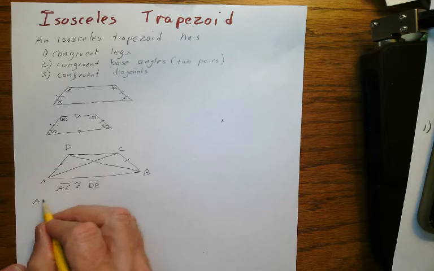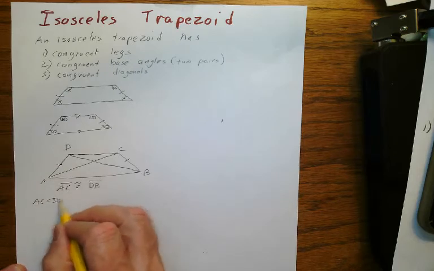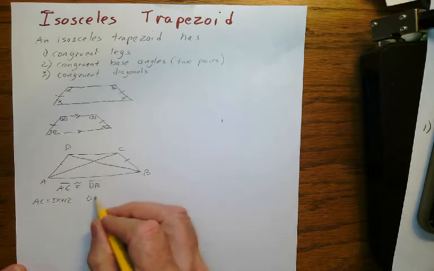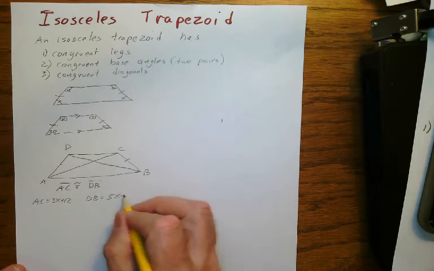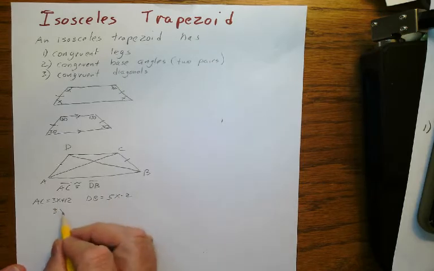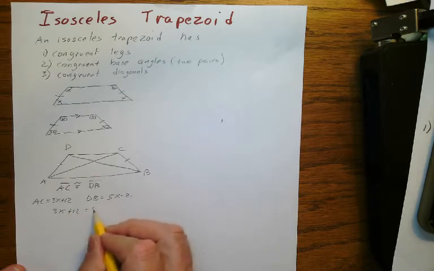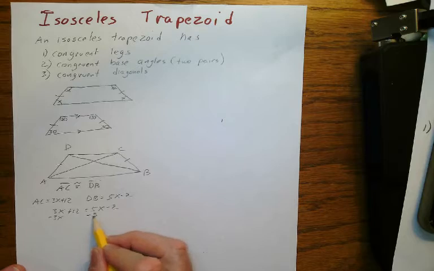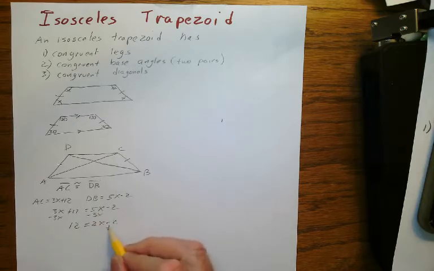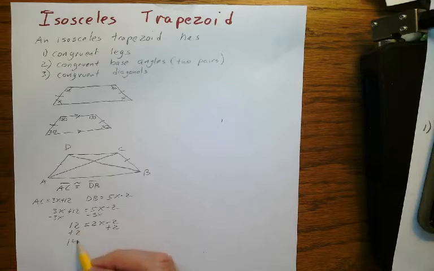So if AC is equal to 3x plus 12 and DB is equal to 5x minus 2, how do you find x? You set them equal. That's minus 3x. 12 equals 2x minus 2. Add a 2. 14 equals 2x. 7 equals x. Now here's something to think about.